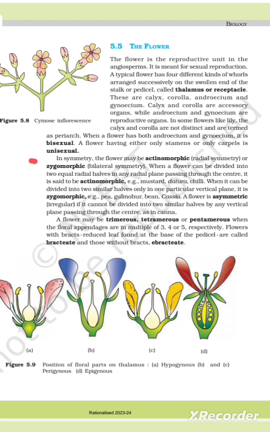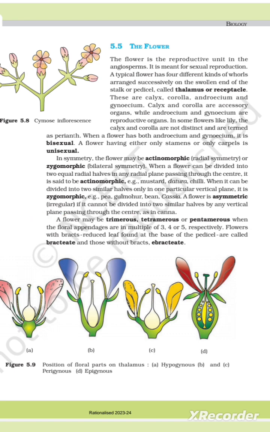In symmetry, the flower may be actinomorphic, radial symmetry, or zygomorphic, bilateral symmetry. When a flower can be divided into two equal radial halves in any radial plane passing through the center, it is said to be actinomorphic. Example: mustard, datura, chili. When it can be divided into two similar halves only in one particular vertical plane, it is zygomorphic. Example: pea, gulmohar, bean, cassia. A flower is asymmetric, irregular, if it cannot be divided into two similar halves by any vertical plane passing through the center, as in canna.